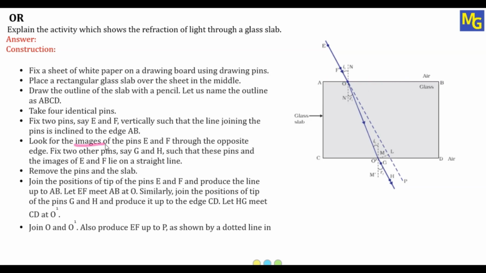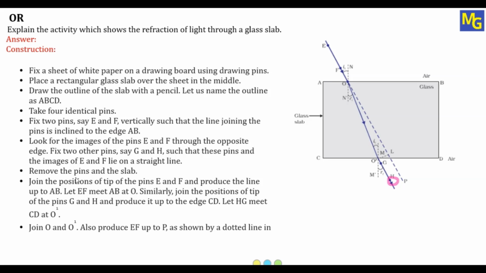Next, look for the images of the pins E and F through the opposite edge. So you look from the opposite edge to see where the image of E and the image of F will form. Next, fix 2 other pins, say G and H, such that these pins and the images of E and F lie on a straight line. So take another 2 pins, G and H, and fix them in such a way that E, F and G, H all lie on the same line. Like this you should draw it. Here I have fixed G and H.